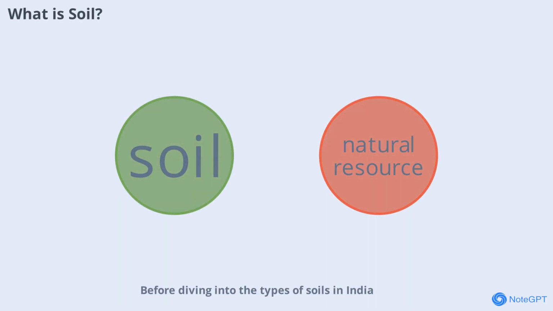Before diving into the types of soils in India, let's clarify what soil actually is. Soil is a natural resource formed by the weathering of rocks and the decomposition of organic matter over thousands of years. It provides the foundation for plant growth, supports various forms of life, and influences water cycles. The composition and properties of soil can vary greatly depending on climate, vegetation, and topography. Understanding soil is key to understanding agriculture and environmental sustainability.